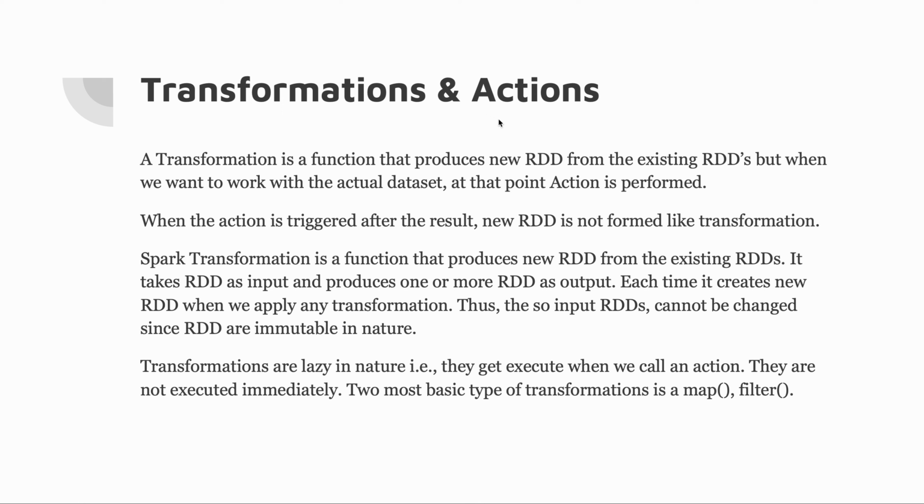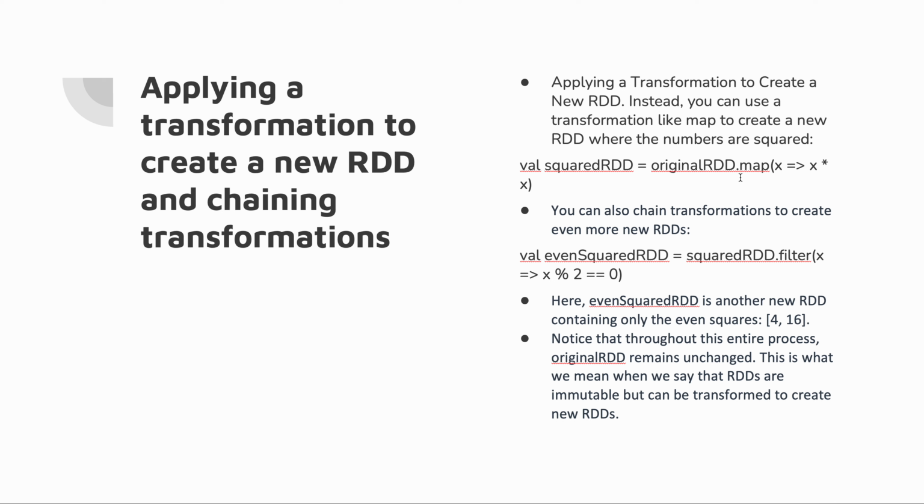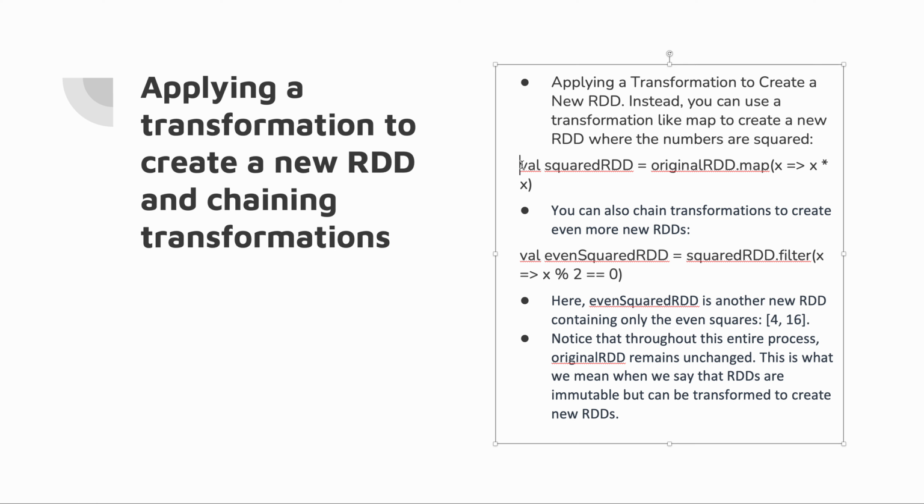Obviously, we get a new RDD when we apply a transformation on an existing RDD, which is what we have just seen. But when we want to work with the actual data set, at that point an action is performed. I'll show you a visual representation of what this means, but for the time being, theoretically, when you execute this line of code in Spark, it happens very fast. Let's say you have 100 gigabytes of data and you want to execute this statement. It happens instantaneously because these are called transformations.